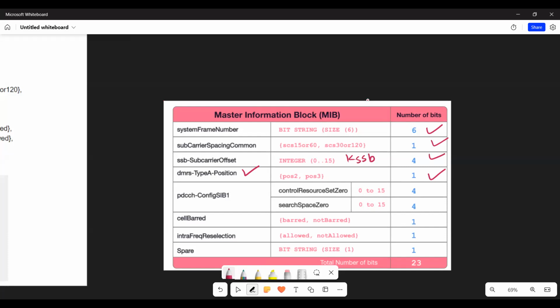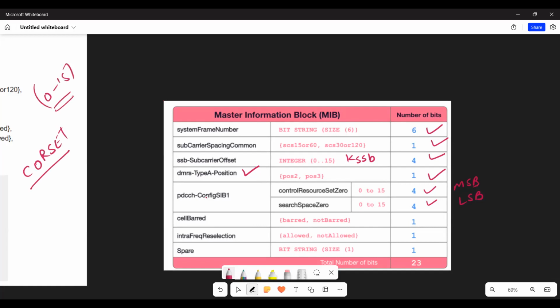Then we have PDCCH config SIB1 that contains control resource set 0 and search space 0, each of 4 bits. This is your MSB, this is your LSB, right? So PDCCH config SIB1 is a very, very important parameter because the first 4 bits would be telling you the CORESET index, right? The CORESET index, that is CORESET 0, from 0 to 15.